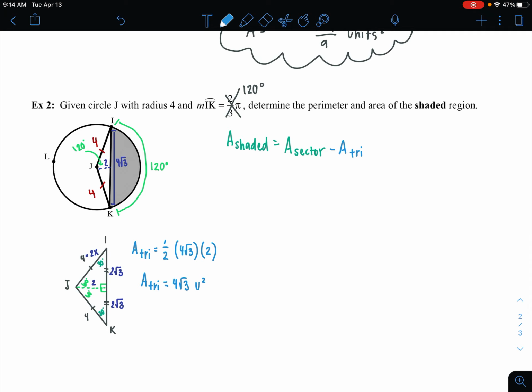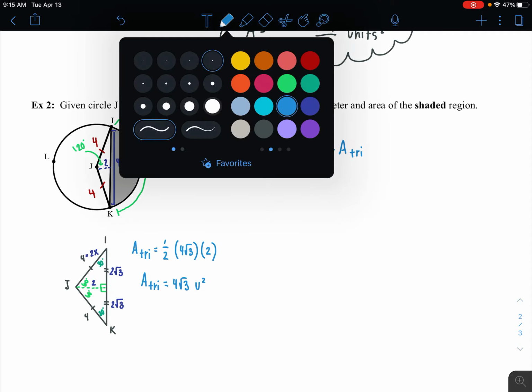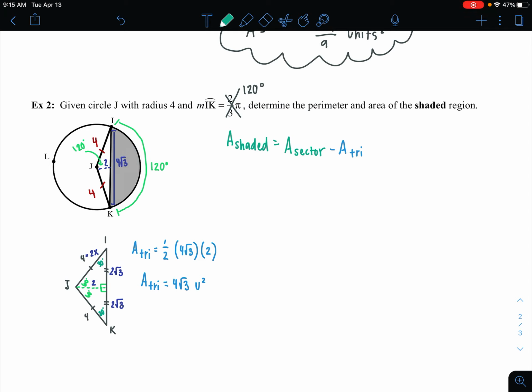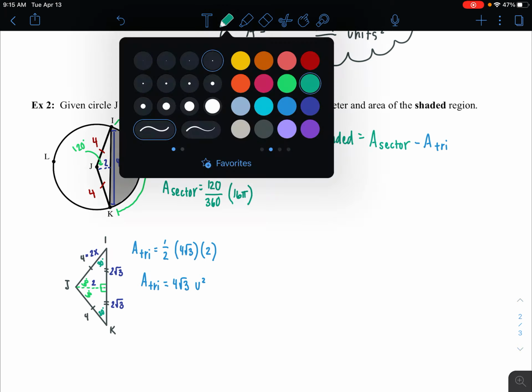All right, well now how do we figure out the area of the sector? Well, we know the radius. We know the angle measure in which the sector is opening towards, so we can then find it. So the area of my sector will be 120 over 360 times my radius squared, so 16 pi. Go ahead, take a moment to calculate this.